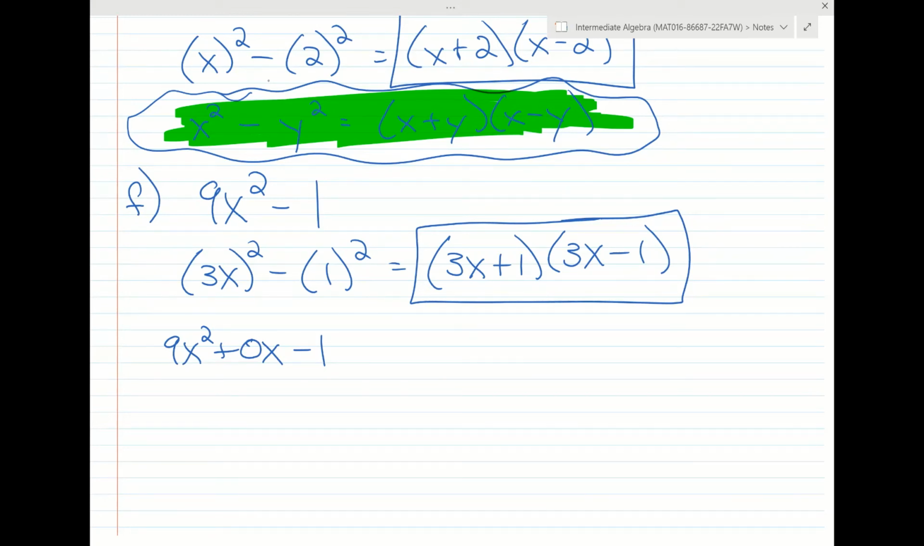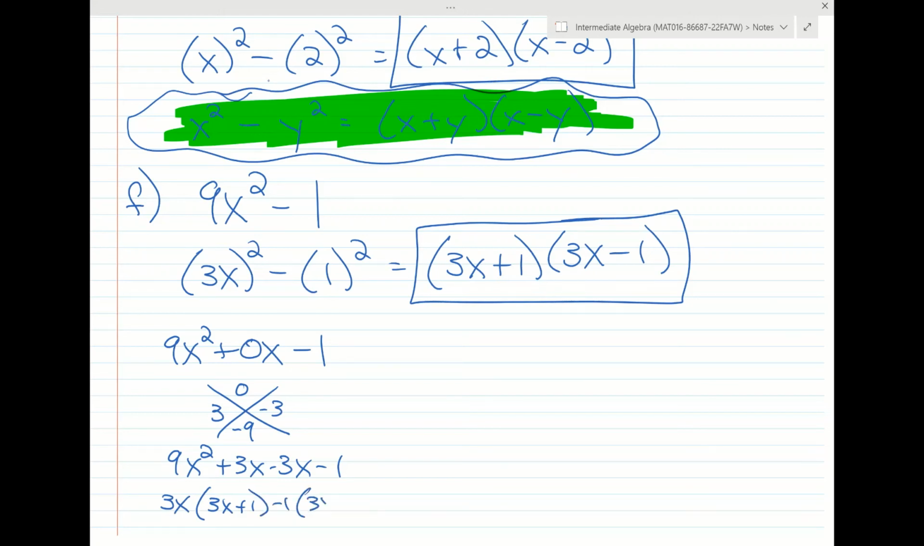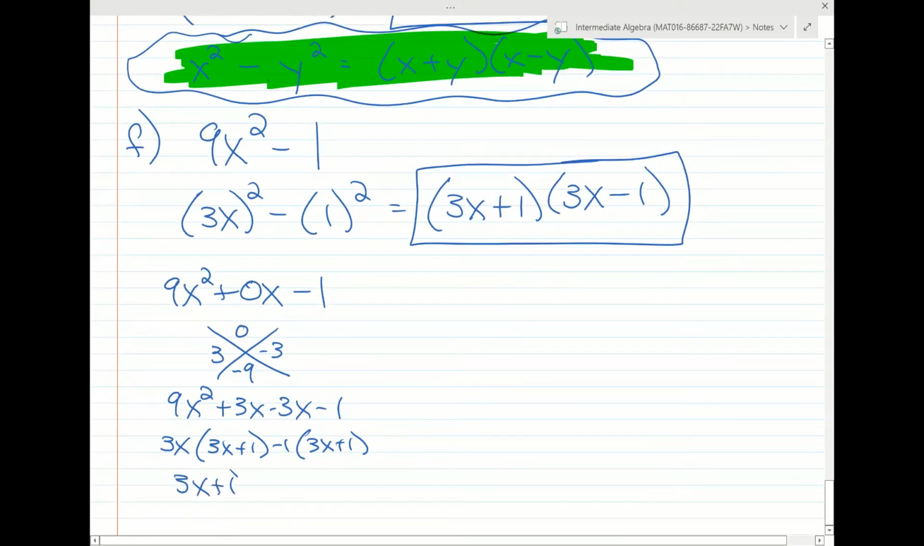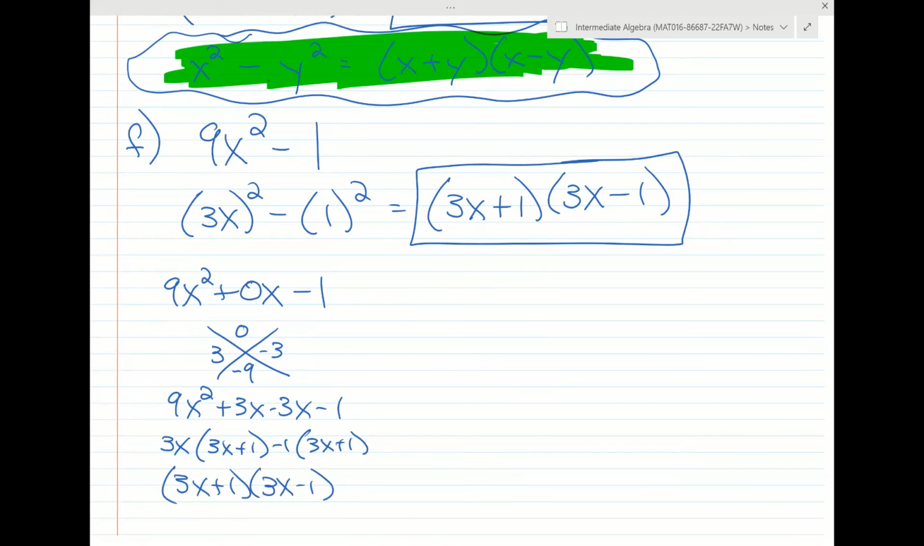But if you put 0x in the middle, we're looking for numbers that multiply to be -9 and add up to be 0. So 3 and -3. You can write this 9x squared plus 3x minus 3x minus 1. Cutting it down the middle, taking out a 3x and a -1, you can see we get exactly the same thing. But it's just a lot faster if you recognize the special case. What do you guys think? Do you agree? I think that's the way to go.